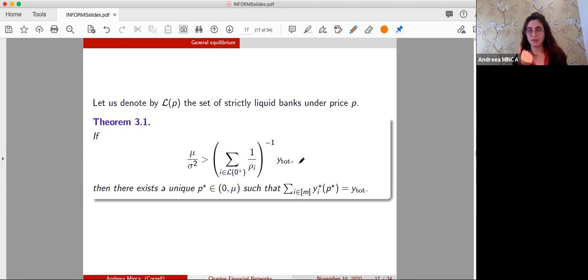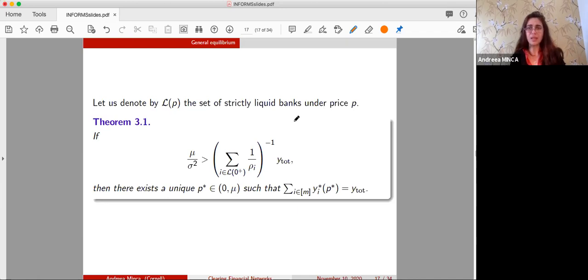So the condition is that the average of the risky asset divided by its variance, so this is a Sharpe ratio, is sufficiently high in relation to the average risk aversion of the banks that are liquid, even if the price fetched by the asset is zero. So if we have this, then we have a chance. This is a sufficient condition. It's not a necessary condition.